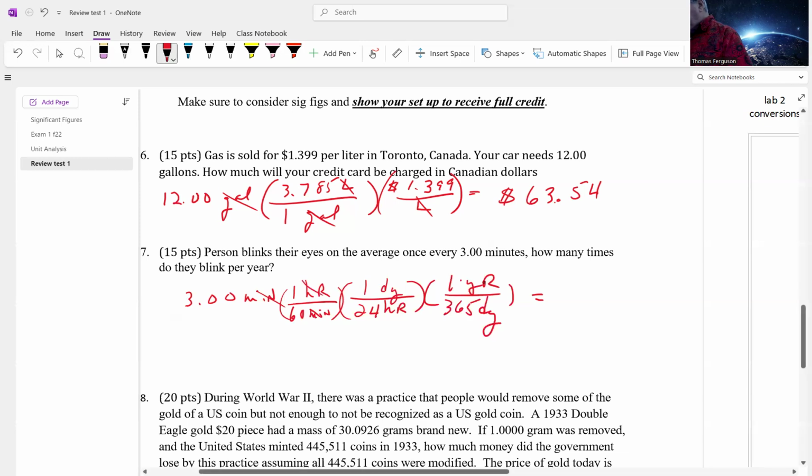Okay, so if we follow this logic, we end up with what? Crossing off all the unit cancellation, what do we end up with? We end up with number of blinks. No, we end up with years. So that's not a good approach because the units don't end up being blinks per year.